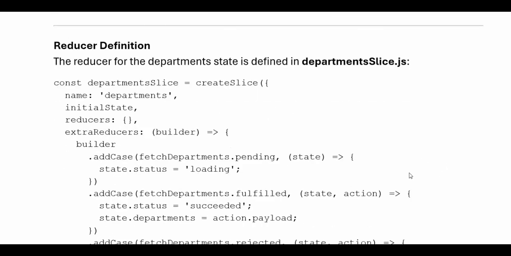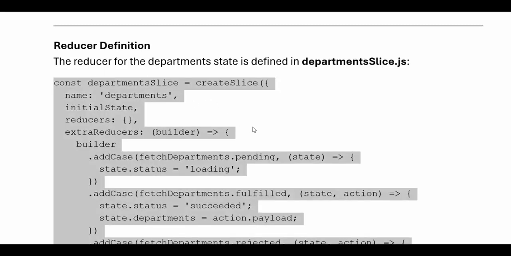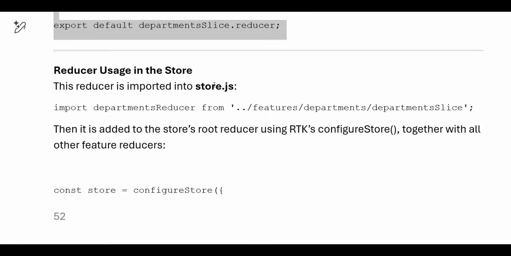Reducer definition. The reducer for the department state is defined in departmentSlice.js. It is declared as a constant, departmentSlice, equal to createSlice, etc. You see it down here. Reducer.